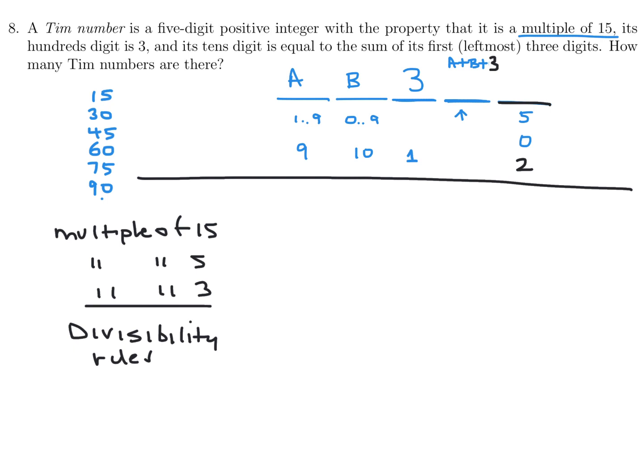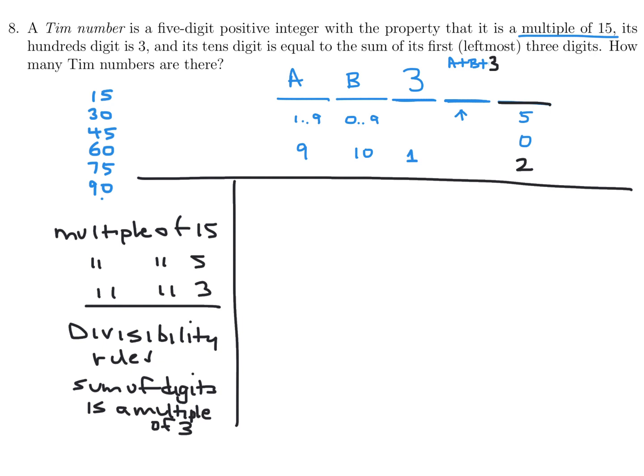if something is a multiple of 3, the sum of the digits is a multiple of 3. So sum of digits is a multiple of 3. So a lot of criteria here, but I think it should be okay. So let's see here. We've got A, B, then we have that A plus B plus 3, and then we have the sum of the digits.